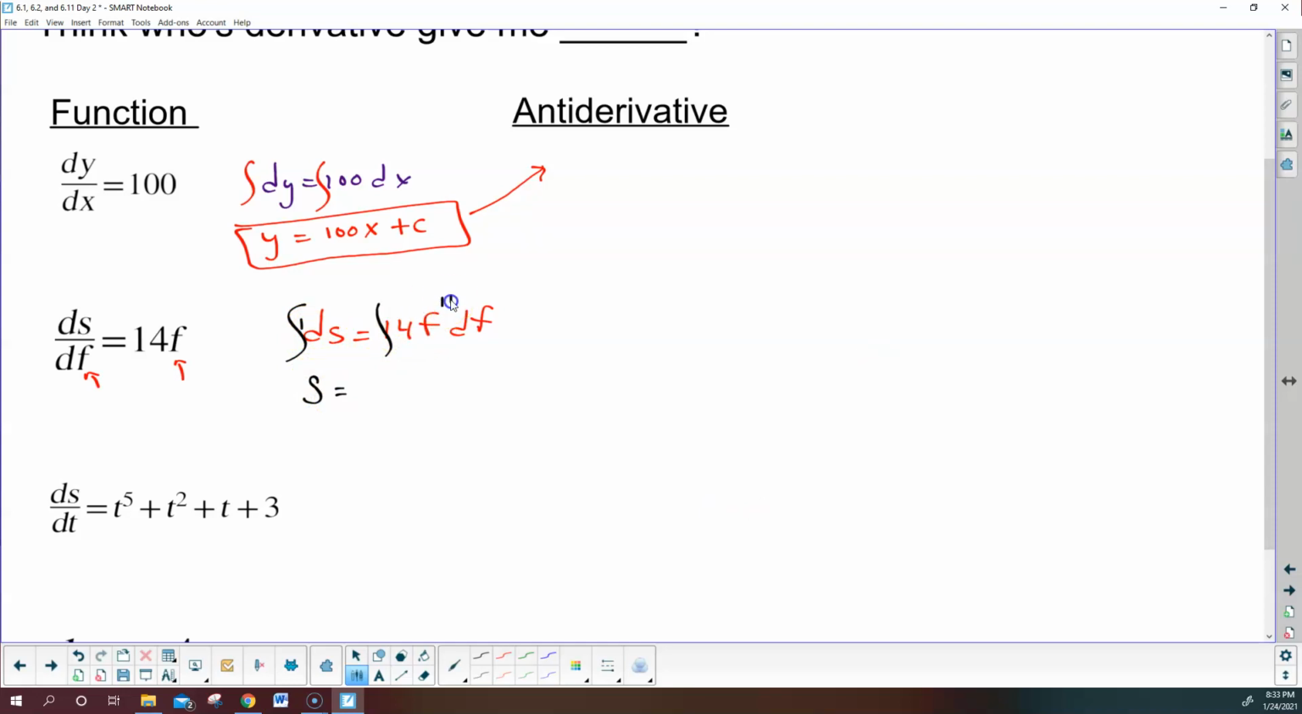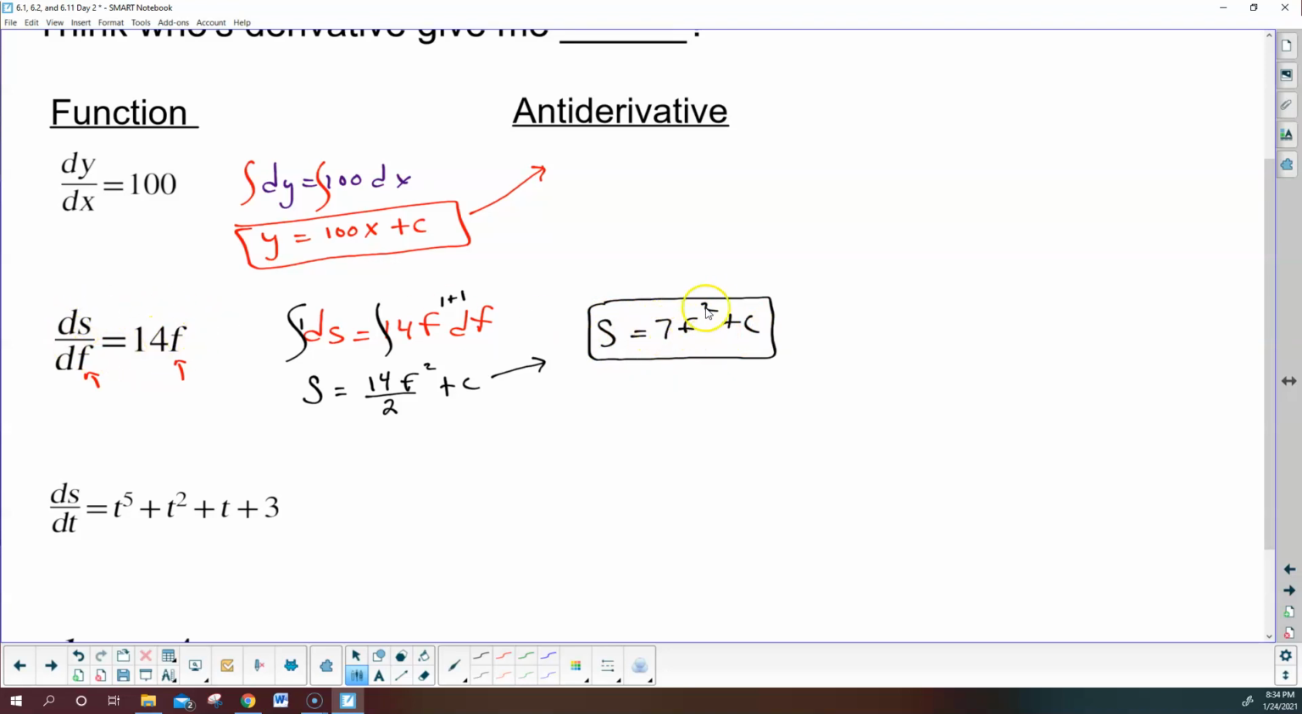technically there's a 1 here already, so I'm going to add 1 up top. So I'll get an f squared. And then notice, if I put a 2 up top, I should put a 2 on bottom. So I left the 14 there. And then that would simplify to s equals 7f squared plus c. The best part about these types of problems is you should always be able to take the derivative of this side and it should turn into this, right?